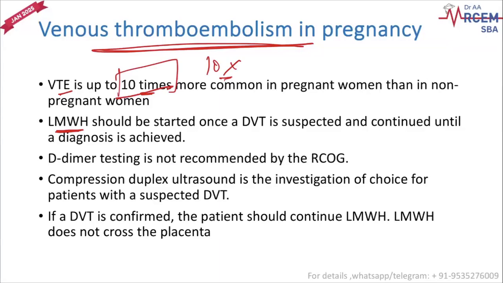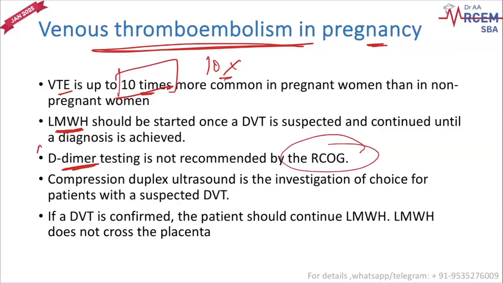One is antiphospholipid syndrome, another is severe renal impairment. Another one is pregnancy. In pregnancy, you'll start low molecular weight heparin rather than direct oral anticoagulants. RCOG, that is the Royal College of Obstetricians and Gynaecologists, recommends that you do not get a D-dimer done, because we expect the D-dimer to be on the higher side, and it might give falsely high values. That's why they are not recommending it.